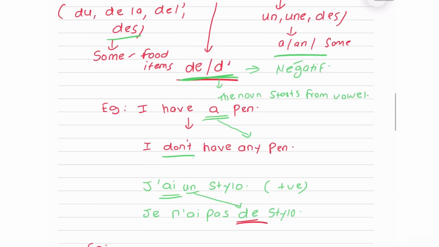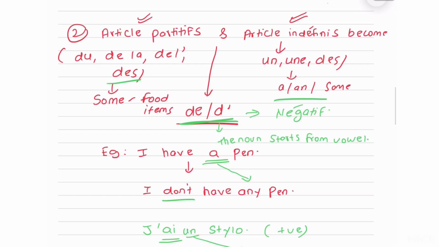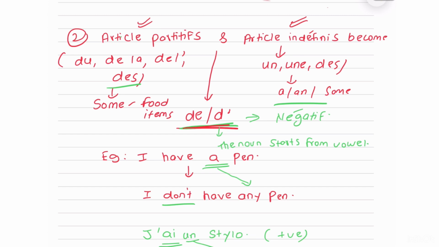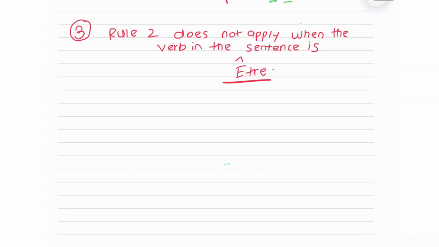Now the third rule. Our third rule is nothing but the exception to the second rule. That is, there is one verb that does not follow this second rule. What is our second rule? Article partitive and indefini become d or d apostrophe in a negative sentence. Okay, but when does it not happen? It does not happen with rule 3. So your verb is être.